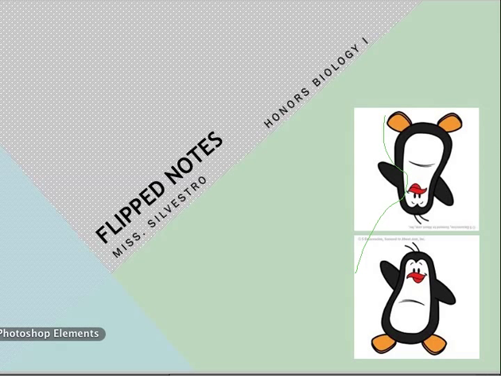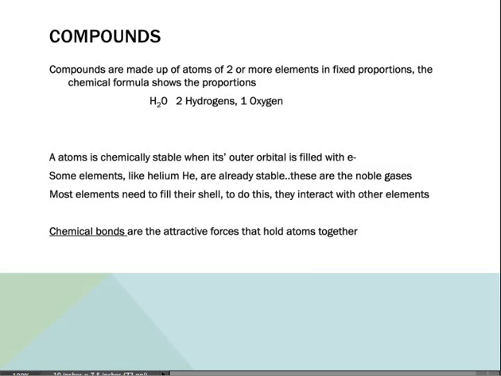So the last flip notes we did, we ended with isotopes, and we were talking about elements and how on their valence shell they want to have a full valence shell. The last one, typically for the elements we deal with in biology, is the last shell that holds 8. So they want to have 8 things in their valence shell.